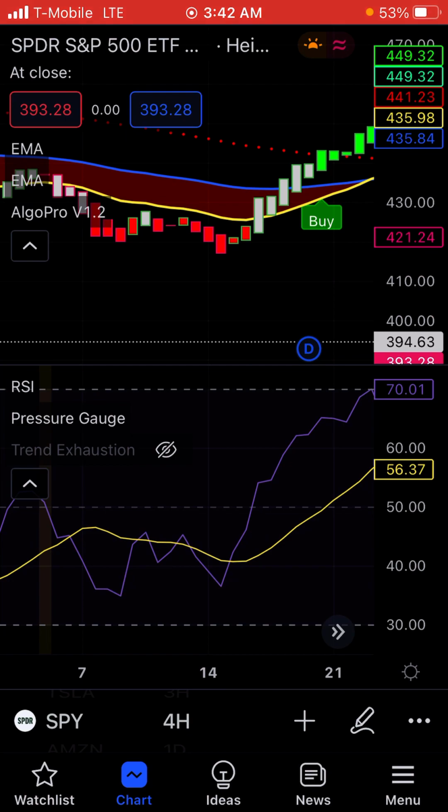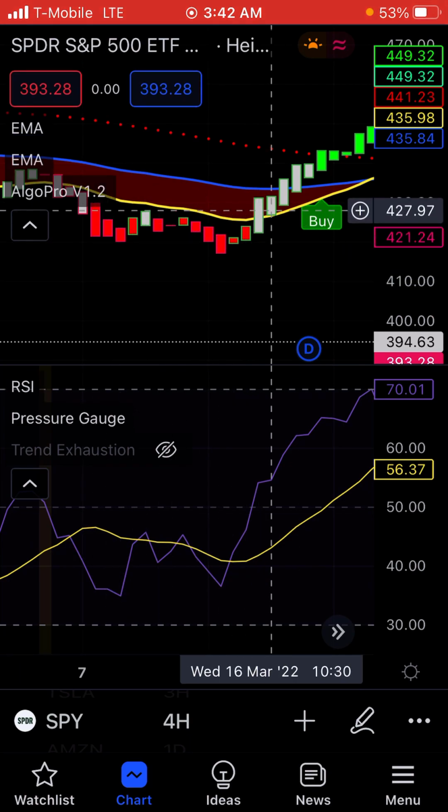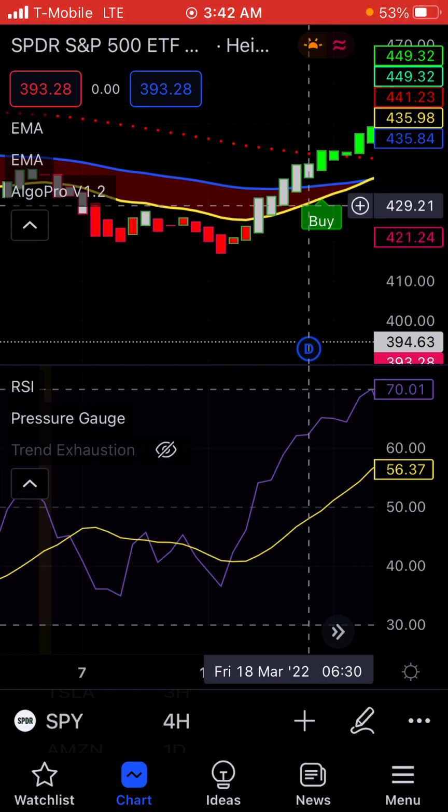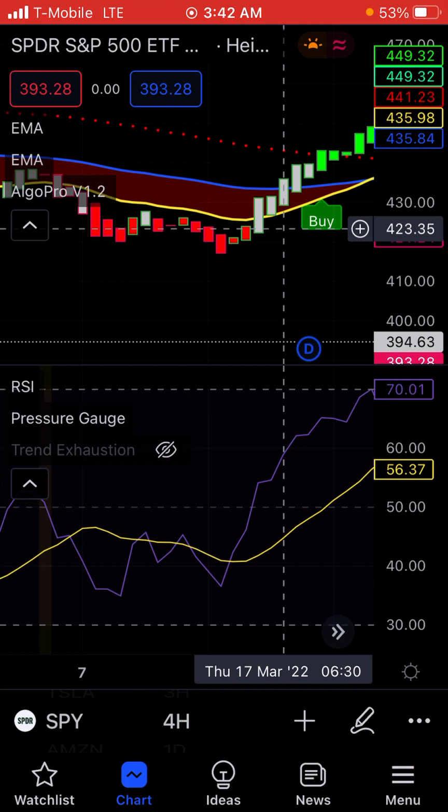Okay, so we see right here, we see the retracement down, and then we see it trying to go back up. Easy to spot with that buy signal right there. And if you look at your RSI, you'll see the purple line above the yellow line. So if you want to do this without the indicator, make sure you do it on the 4-hour, and if you want to do it in an uptrend, make sure the purple line is above the yellow line. If you want to do it in a downtrend, make sure the purple line is below the yellow line.